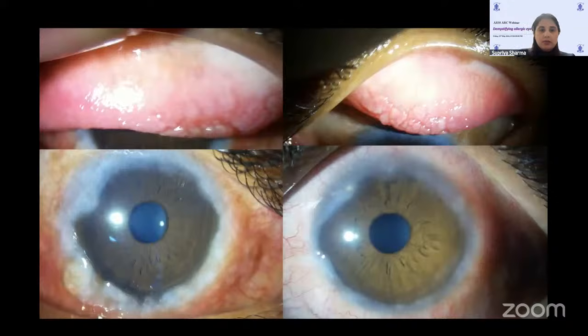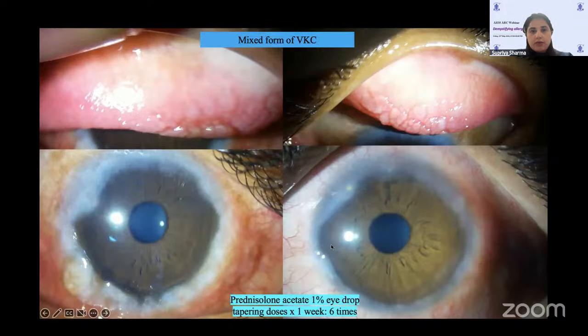So this was the clinical picture when the patient came to us first, and we see there was presence of papillae, not very angry looking, in the upper tarsal conjunctiva. This clinical picture was suggestive of a chronic disease. The right eye had epitheliomatous hyperplasia with mild limbal thickening and corneal scarring, and the left eye had a few active Horner-Trantas dots. So this was a mixed form of VKC.